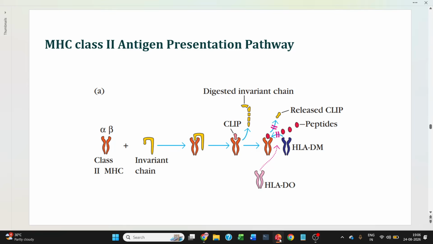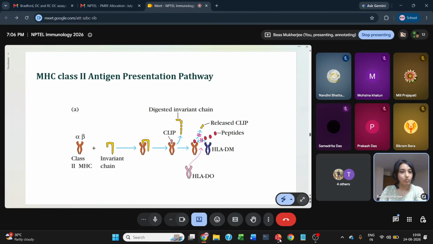Now, whatever we have talked about is given in the form of a figure. There is this MHC class II molecule with alpha and beta chain. Invariant chain is coming. Invariant chain has this tiny clip molecule. Clip molecule is entering here, sitting. Invariant chain is also sitting here. Then the invariant chain gets degraded in the proteasome and the clip molecule is released by HLA-DM.